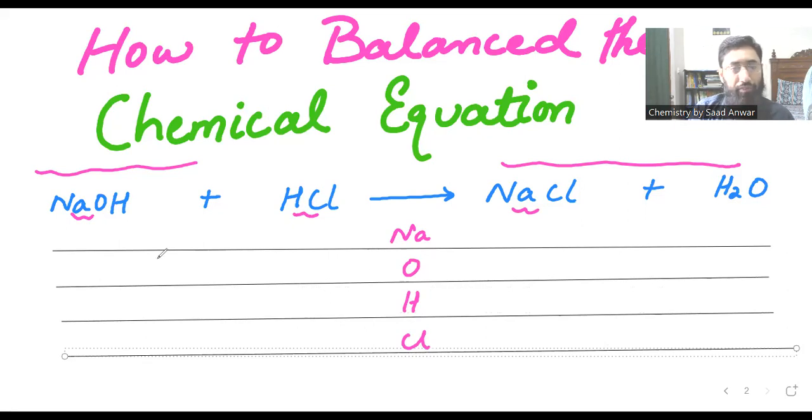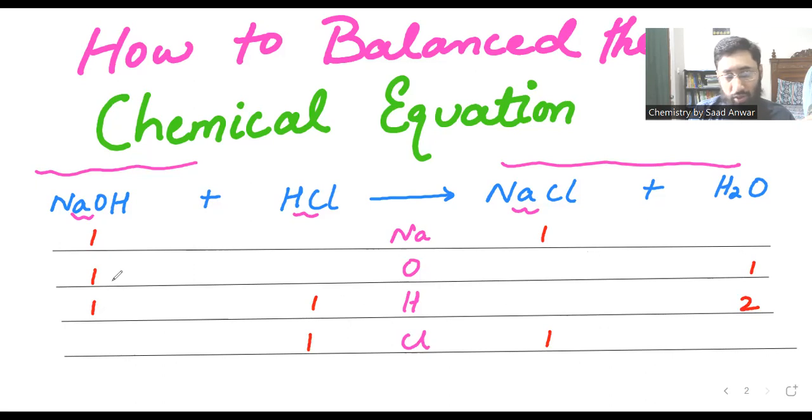sodium is one here at the reactant side, sodium is one here at the product side, oxygen is one here at the reactant side, oxygen is one here at the product side, hydrogen is one here at the reactant side and one here again at the reactant side, and two hydrogen here at the product side, and chlorine is one here at the reactant side and one here at the product side. So we can see that sodium is balanced.